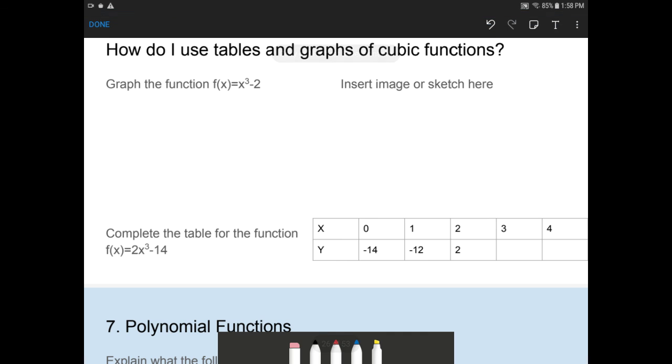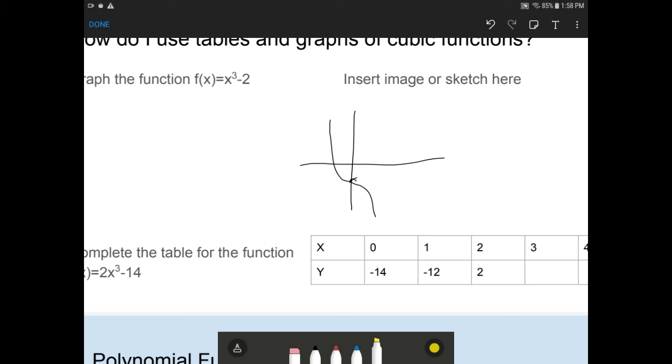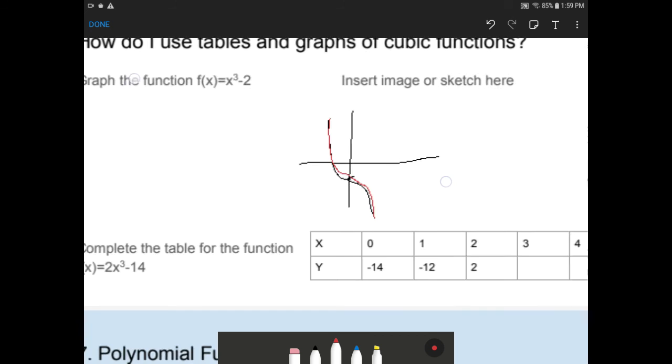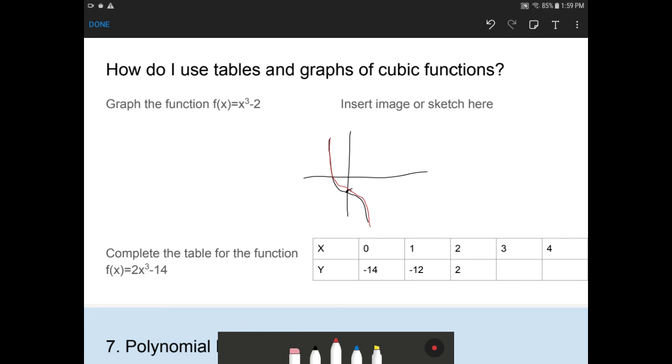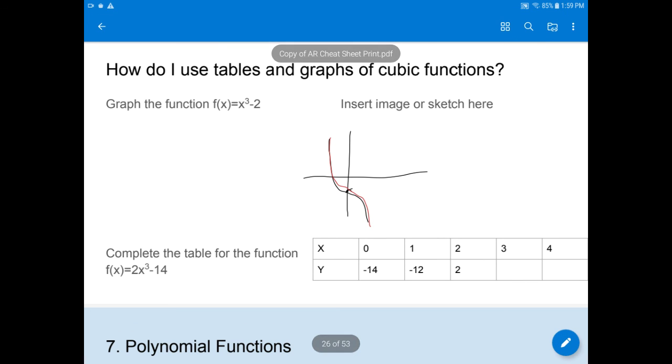Yeah, so this one will look something like this, and it'll go up, down 2. So it'll be this point here, and it'll be like that, something like that. This highlighter doesn't work. It'll be something like that. Again, for the table, just plug these numbers in.